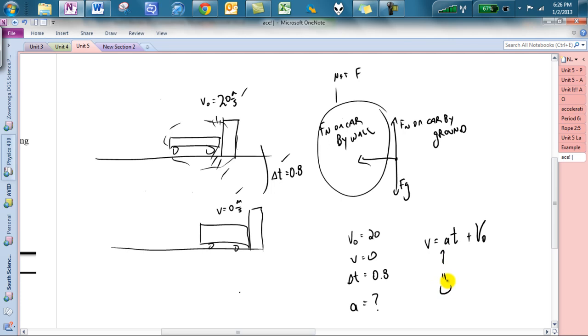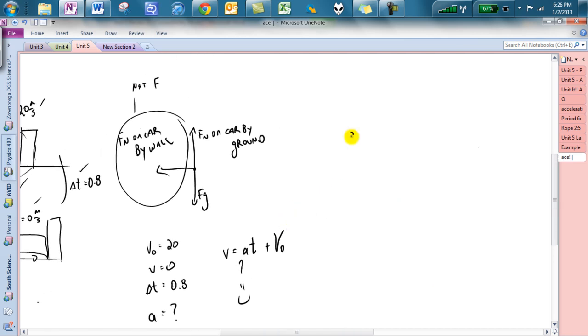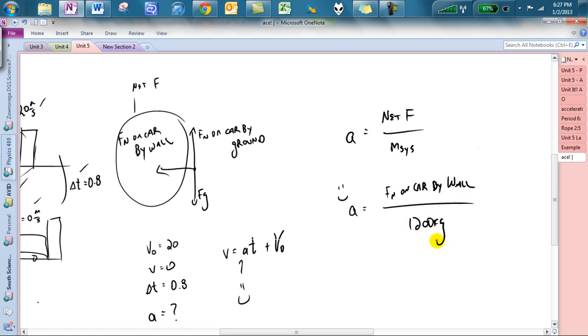And then the next component here is setting up A is equal to net force divided by the mass of the system. And when I do this, you'll notice that A is known, so we have that net force is Fn on the car by the wall, and the mass of the system is known as the 1200 kilograms. We know this, we know that, we can solve for Fn, which gets us what we're trying to solve for.